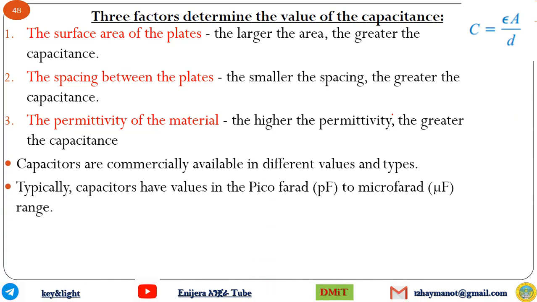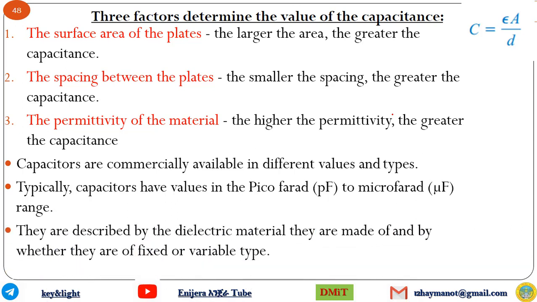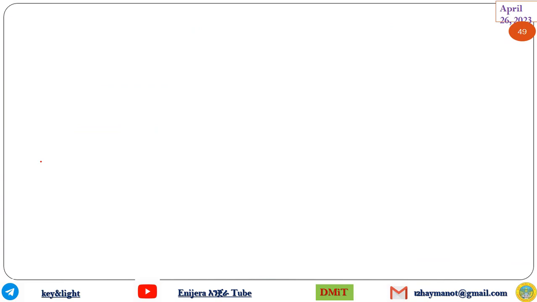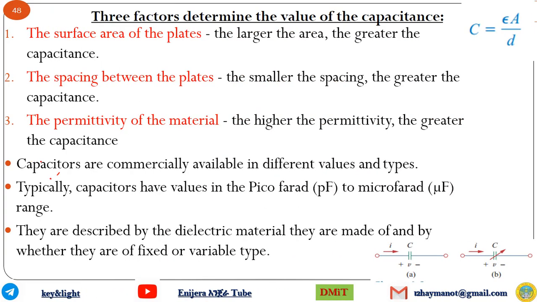So capacitors are commercially available in different sizes, such as picofarad, microfarad. They are described by the dielectric materials they are made of and whether they are fixed or variable type. Fixed or variable type. Q is equal to CV.